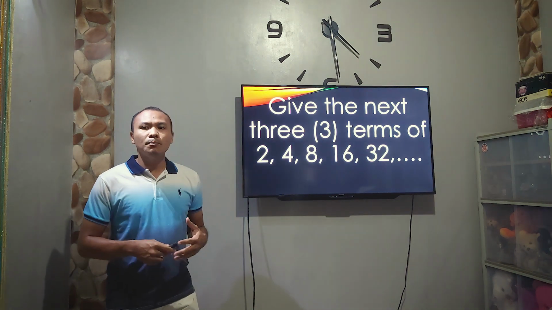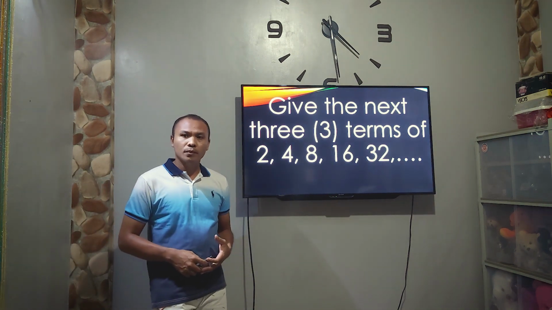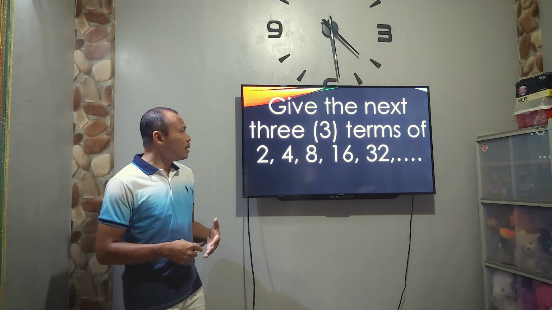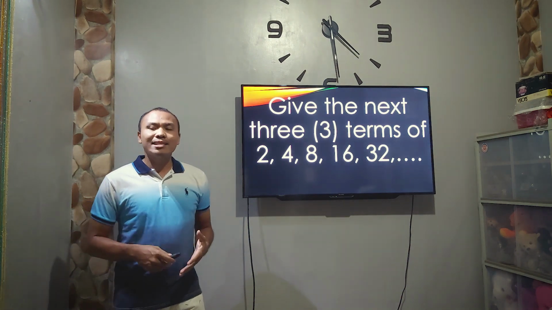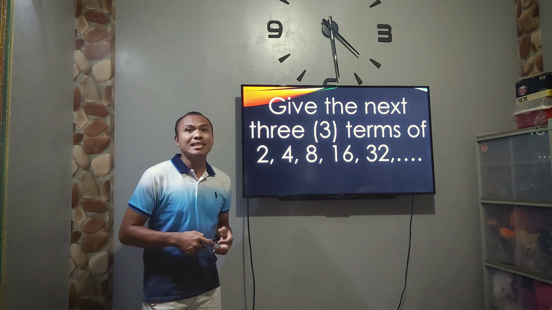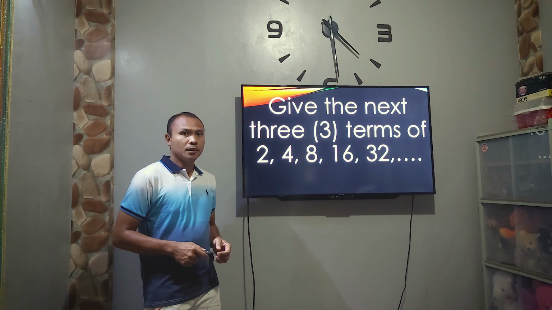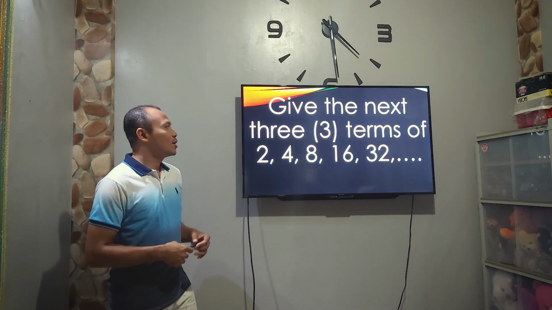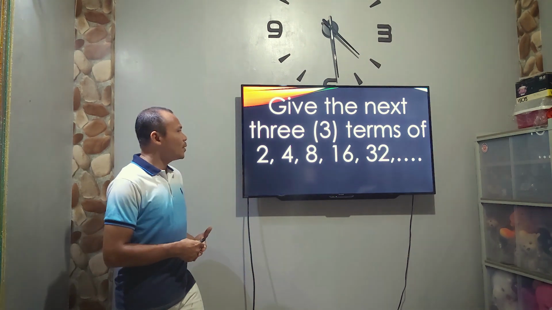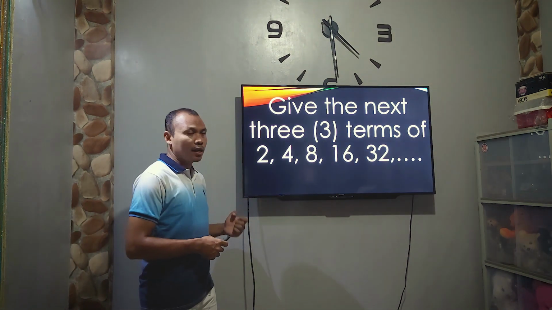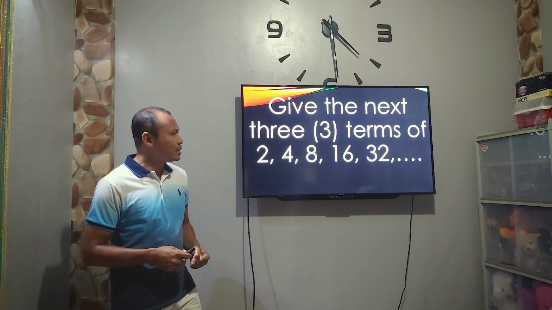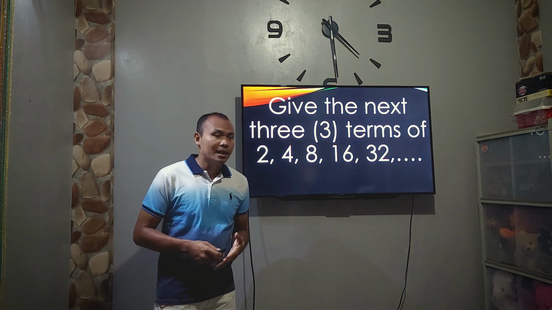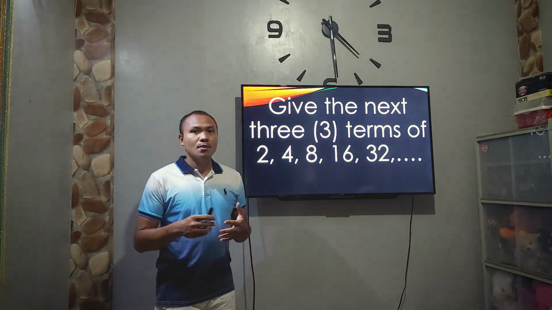First, let's identify the common ratio. So 4 divided by 2 is 2, or 8 divided by 4 is 2. Since the common ratio is 2, we'll just simply multiply by 2 to find the next three terms. For example, we have 2 times 2 is 4, 4 times 2 is 8, 8 times 2 is 16, 16 times 2 is 32.